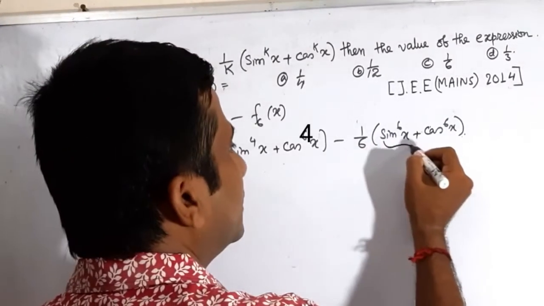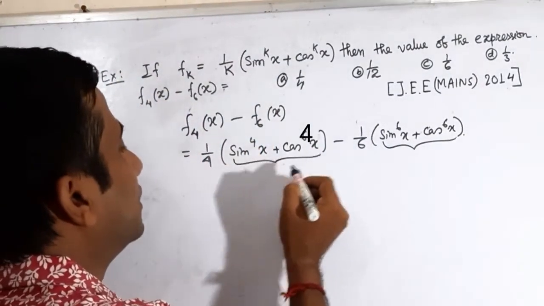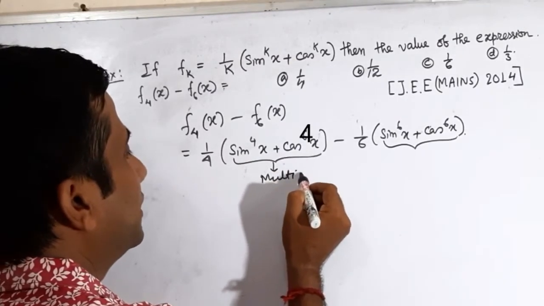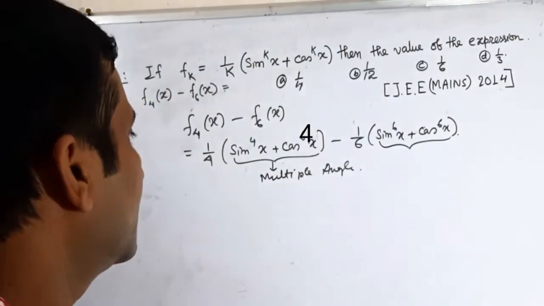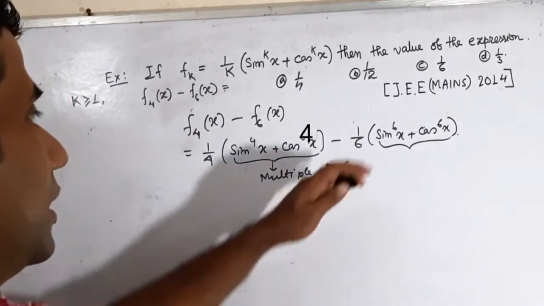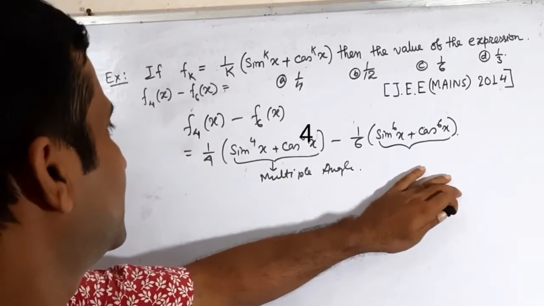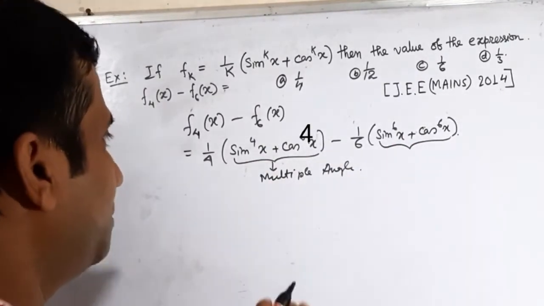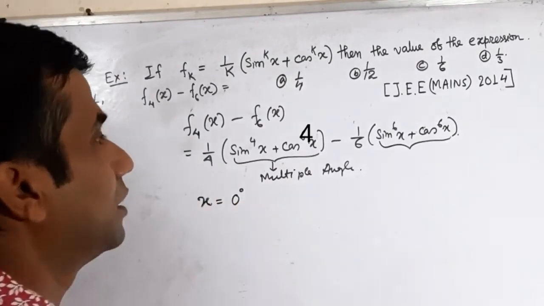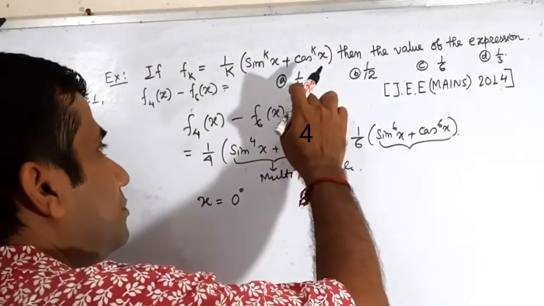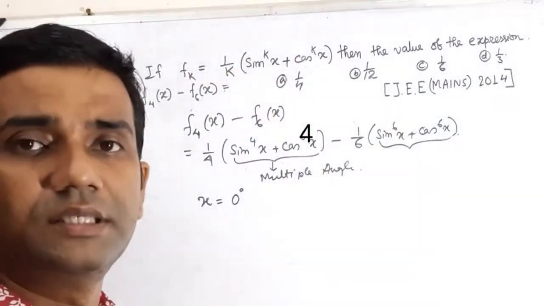You can do it with the help of multiple angles, and this is also with the help of multiple angles. But there is a certain rule from which you can solve it in less than 20 seconds. That means, if you put x equal to 0 degrees, I again say that the answer is independent of x, so this is an identity.